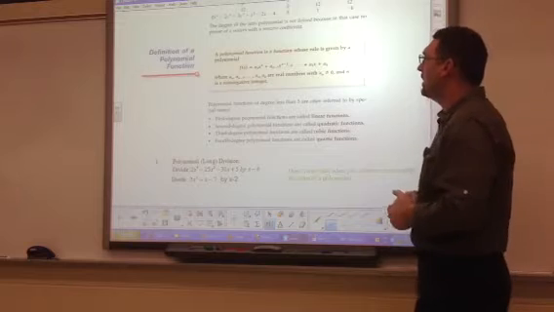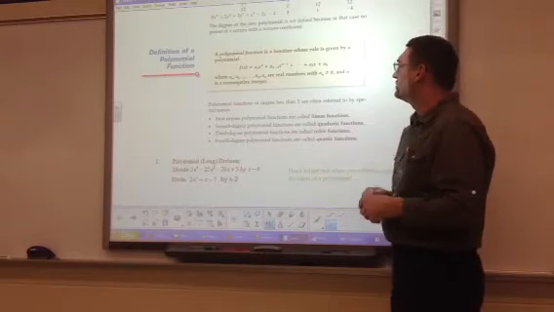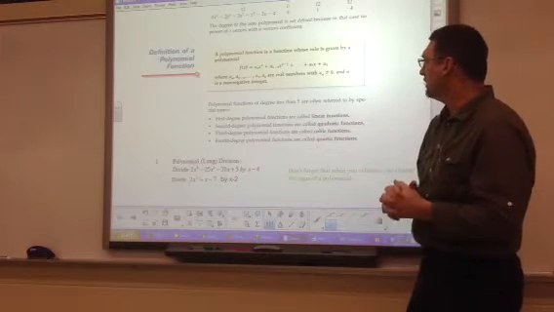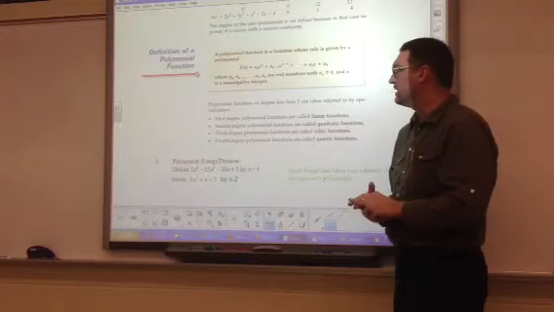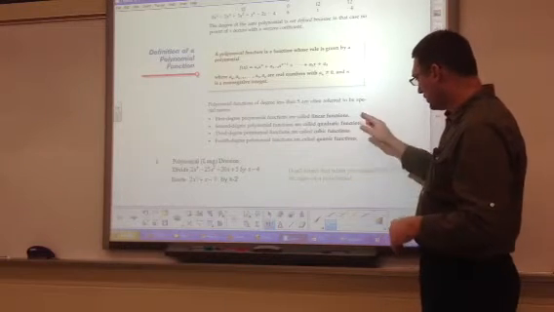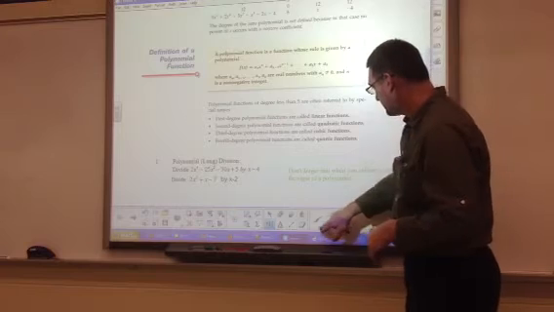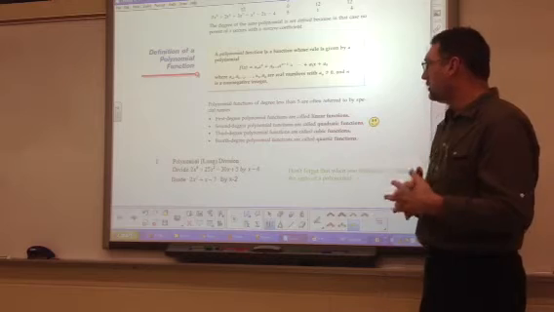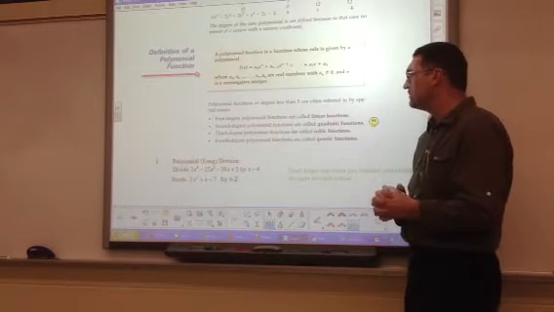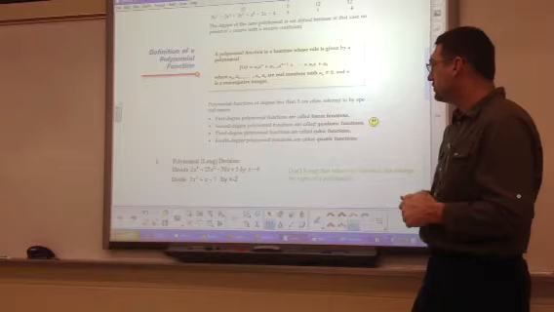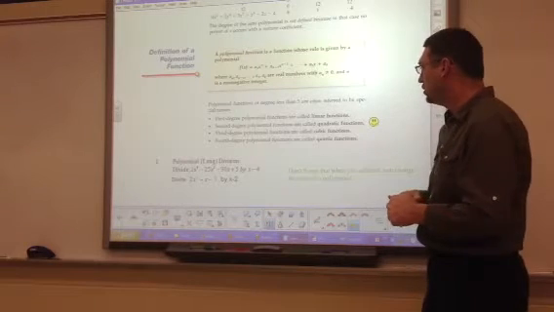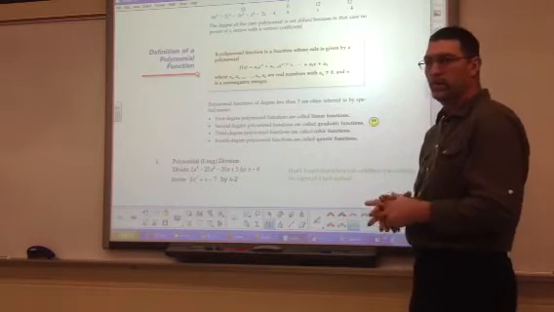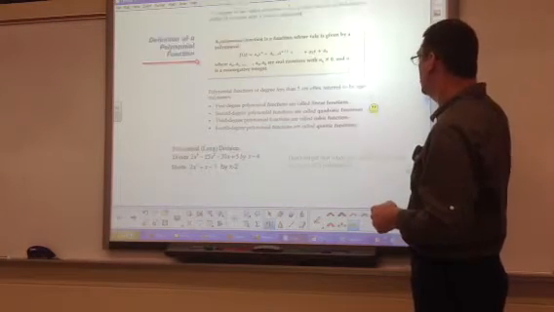So here's a definition of a polynomial function. A function whose rule is given by a polynomial, where all of the coefficients are real numbers and all of the exponents are whole numbers. So here's a little reminder about some of the polynomial functions. First degree is a linear function, second degree quadratic, third degree cubic, and fourth degree is called a quartic function. Anything after that, we usually just say it's a polynomial with degree 5, 6, 7, whatever.